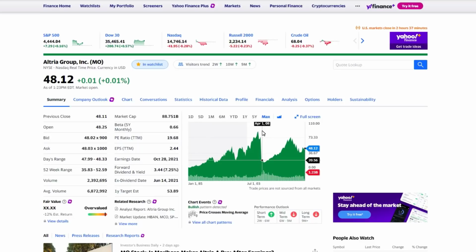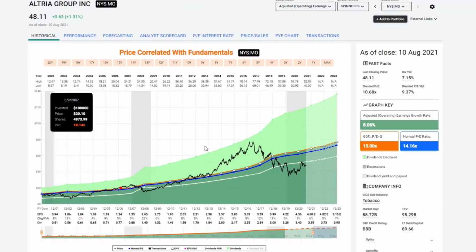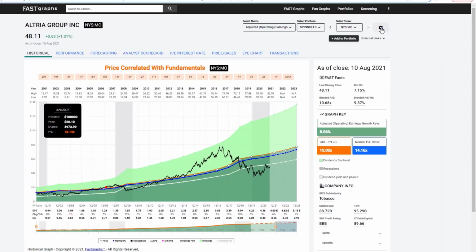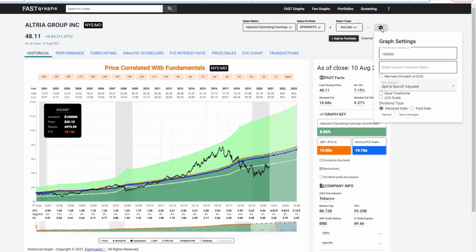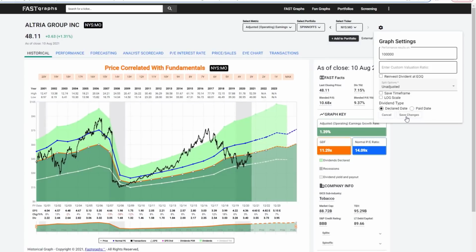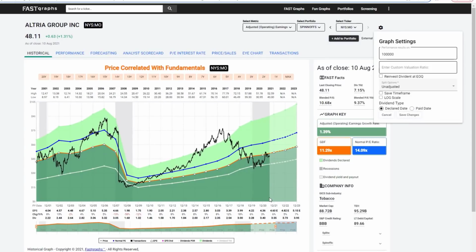Okay, this is what the original Altria looked like, then we had the spinoffs, which I'll get into here in a moment. So on FastGraphs, what we've added to the tool that's not available currently, but is available on the new version, if you go up here to the settings gear and click on it, you'll see split and spinoff adjusted. There's a little drop down. You can unadjust the numbers and simply save the changes. And this is what Philip Morris looked like prior to the spinoffs. Now, it was actually Philip Morris when Barry was talking about it. This is how we used to draw the graph.